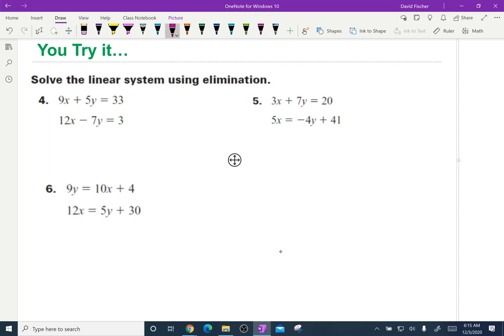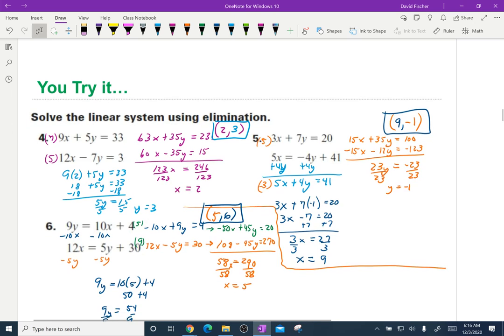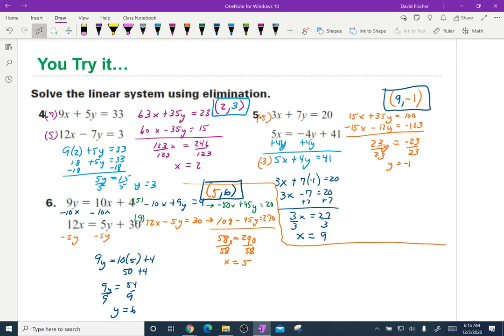I see a plus 5 and a minus 7 here, so I'd probably get these guys to a 35. So that means we'd have to multiply that first equation by a 7, and we'd have to multiply this equation by a 5. So do that, and then write your equations right next door. Again, this is going to take some time, so pause your video, try those 3, and then let's see what we get. And we'll do some word problems. All right, here's what I got. We got a 2, 3 for the first one, 9, minus 1 for the second one, and 5, 6 for the last one.